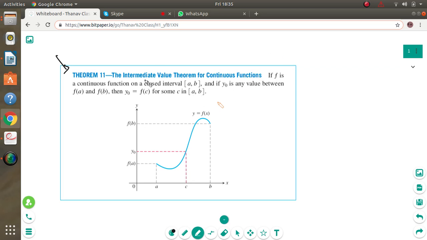If f is a continuous function on a closed interval a to b, and if y0 is any value between f of a and f of b, so y0 is lying between f of a and f of b, then we have y0 is equal to f of c for some c in the closed interval a to b.